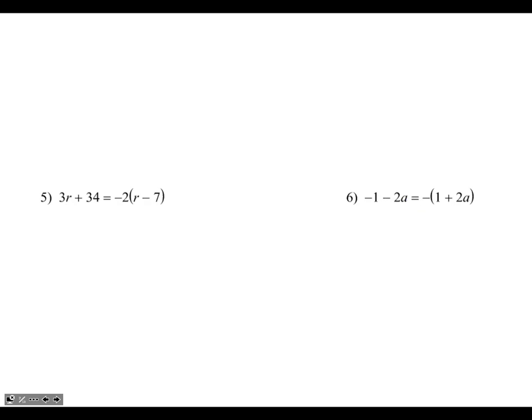Next, number 5. Oh, looks like we get to distribute this time. Cool. Okay, I'm distributing this -2. So over here, I'm just going to copy 3r plus 34 equals -2 times r. Negative times positive is negative. 2 times r is 2r. And then -2 times -7. Negative times negative is positive. 2 times 7 is 14.